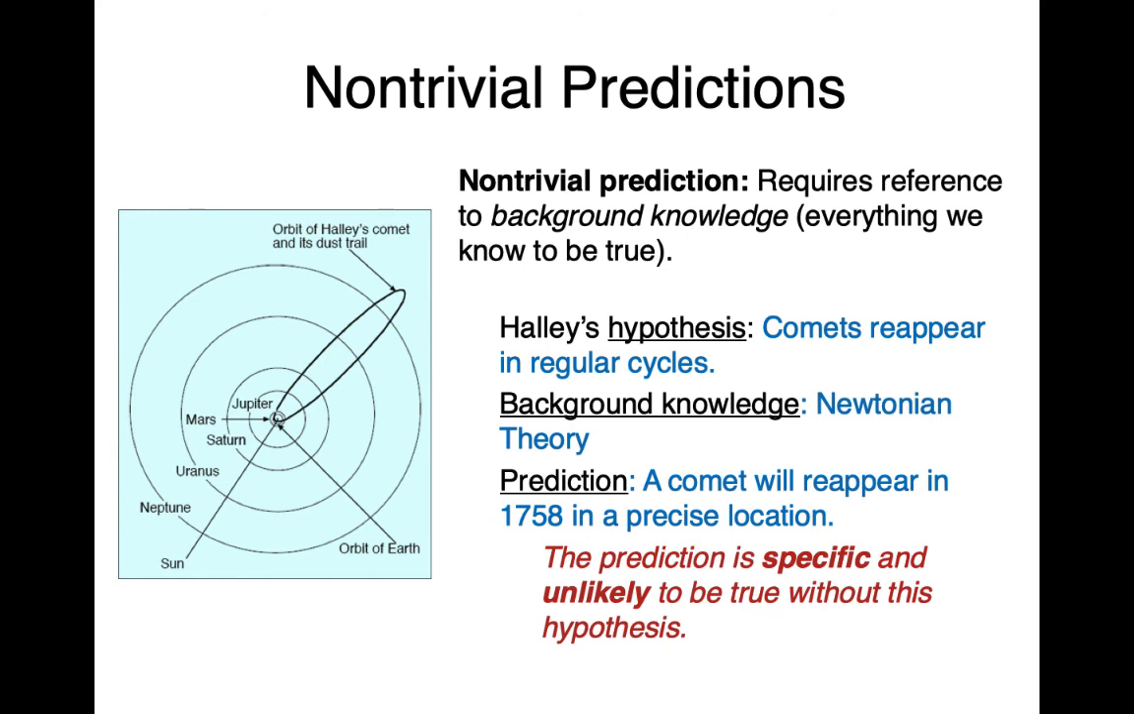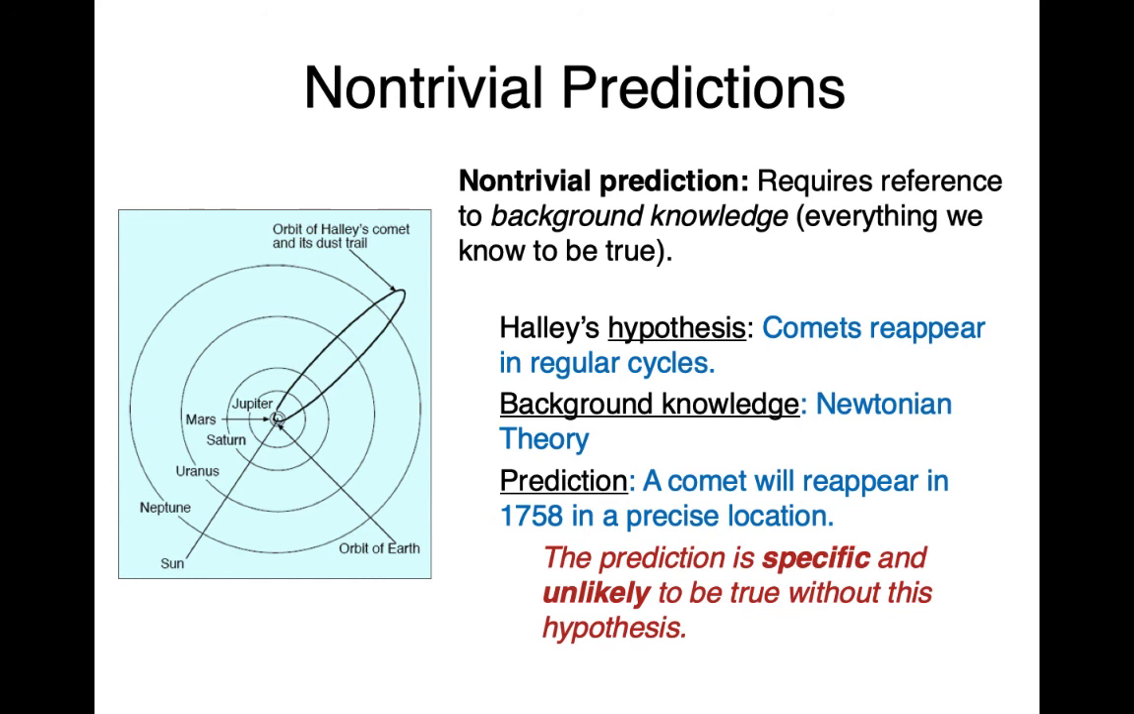And background knowledge here is going to be Newton's theory, which we can use to describe the path through our solar system around the sun. So our prediction is going to be that a comet will reappear in 1758 in a precise location, given Newton's theory, which describes the orbit of anything trapped in the sun's gravitational pull. That prediction is going to be specific and unlikely to be true without this hypothesis. Right? So the comet's not going to reappear if they don't appear in regular cycles.